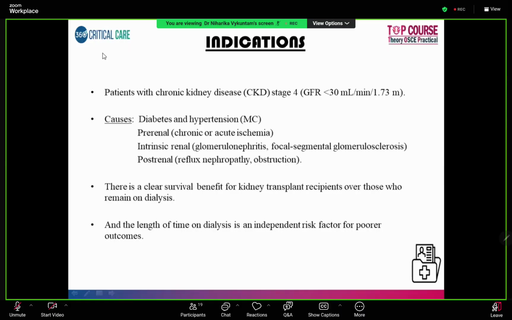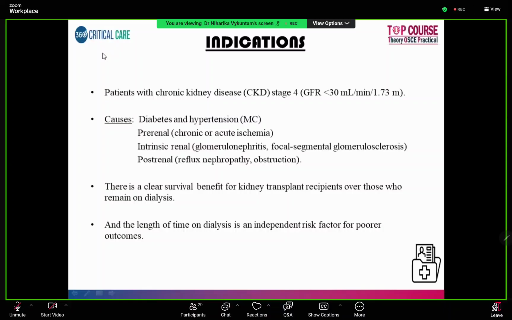Now, there have been a lot of studies which showed that there is a clear survival benefit for kidney transplant recipients over those who remain on dialysis. But one thing you should remember is that as the length of time on dialysis increases, that is an independent risk factor for poorer outcomes post transplant. So it is better, if you have diagnosed the patient with CKD, and if there is a possibility, to give an option for kidney transplant.